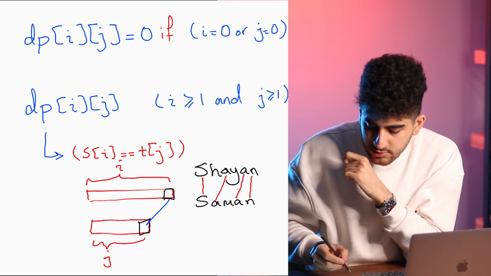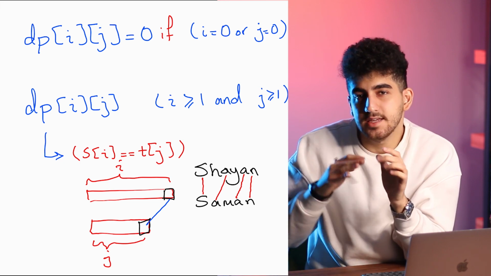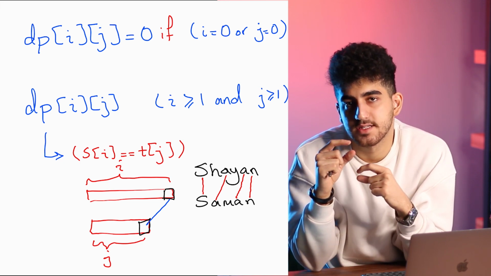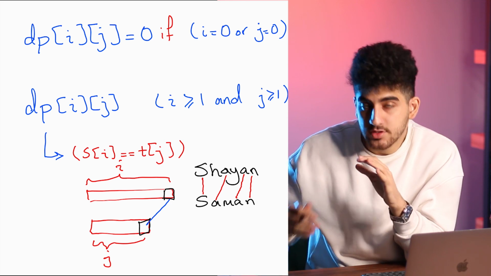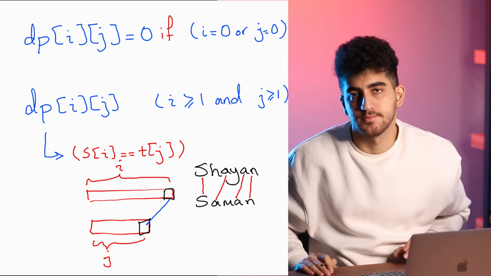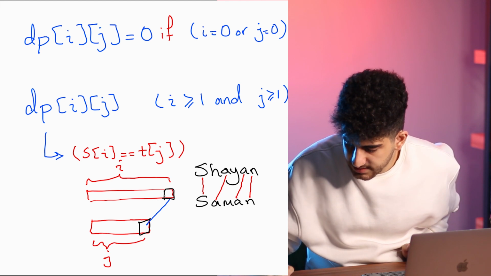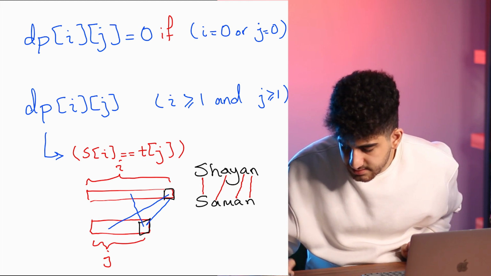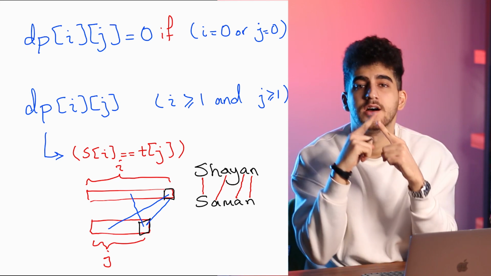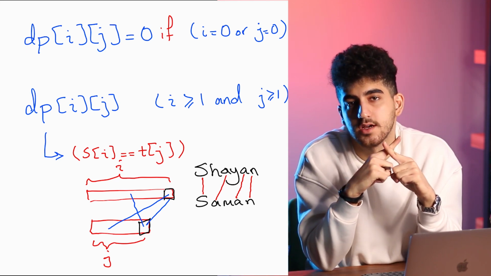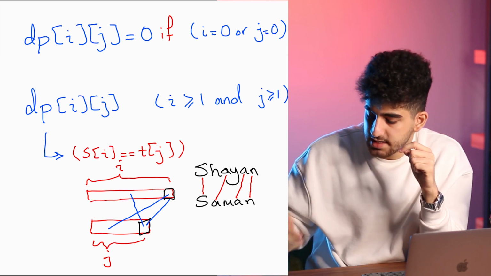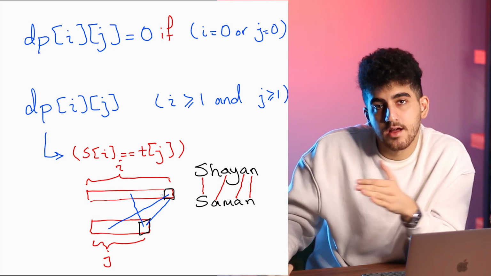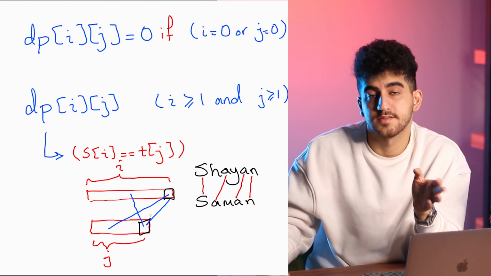And you need to keep this in mind, that if you don't match these two characters with each other, then you need to remove at least one of them. Because it's not possible that you match this character with some character here and this character with some character here. We cannot have intersection between two of the lines. So it's not possible that you match this one with another character and this one with another character as well.